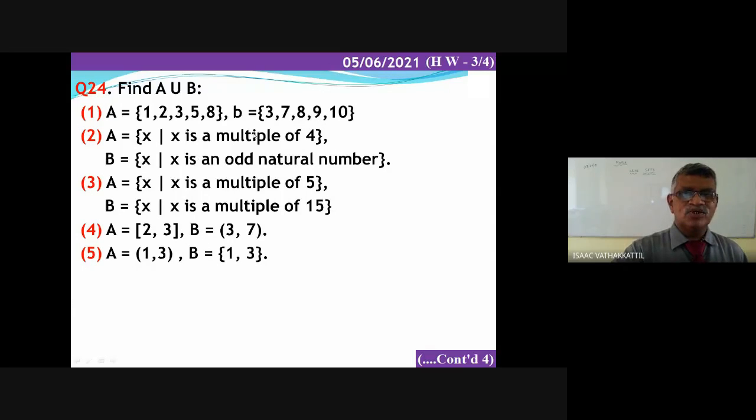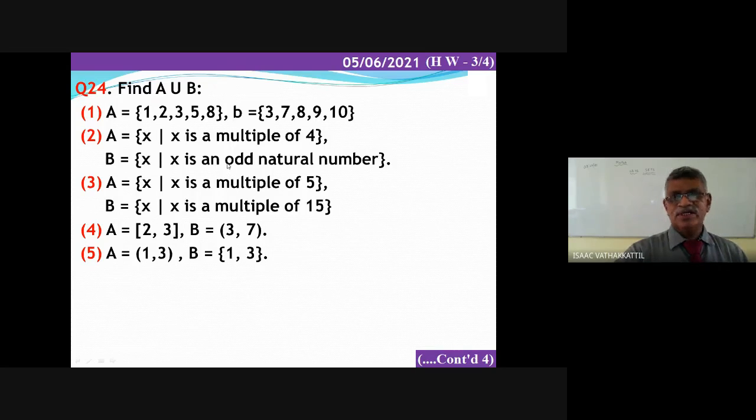Second, X is a multiple of 4 and X is an odd natural number. Is there anything common to a multiple of 4 and an odd natural number? Nothing common. Sorry, it is a union, not common. It is the union of A and B. How will you write the union of A and B? You can go on listing.